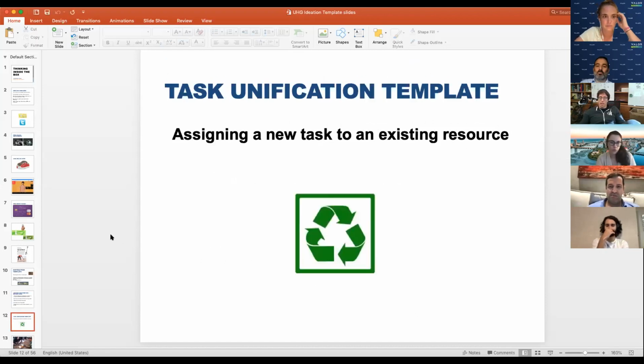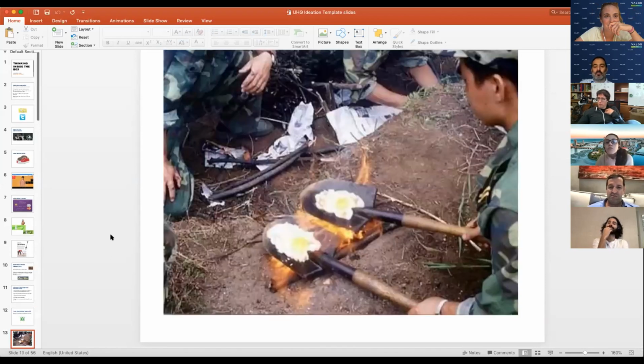Next template is called the task unification template. In the task unification template, we give something a second job. So for instance, our old friend, the shovel. It's not just a shovel, it's also a frying pan.